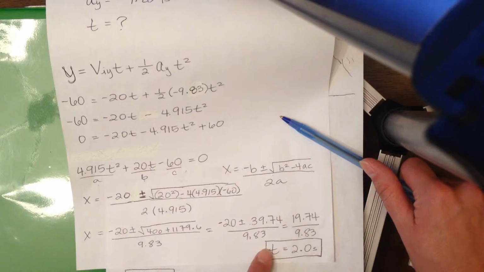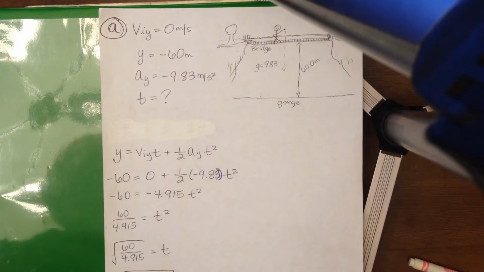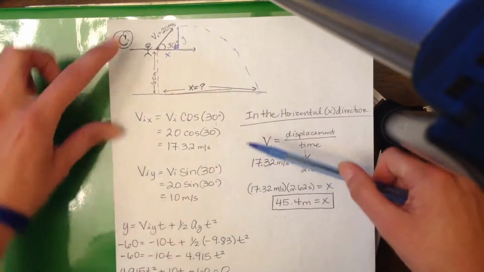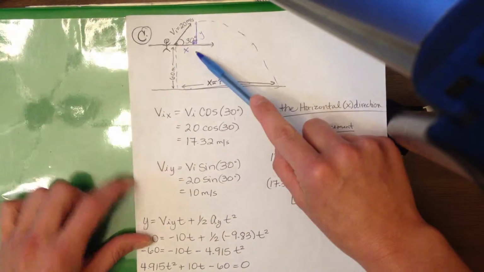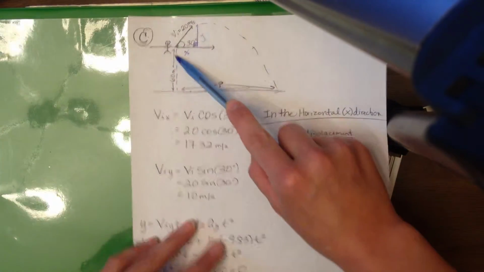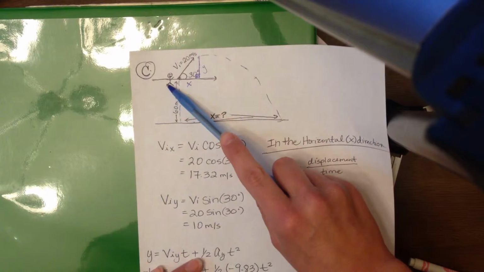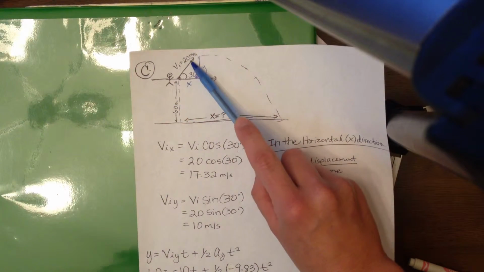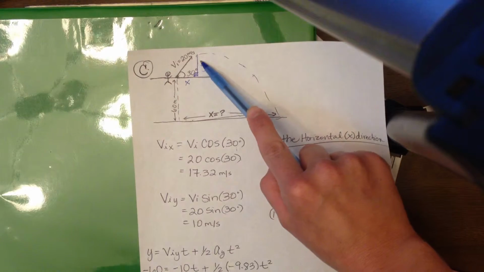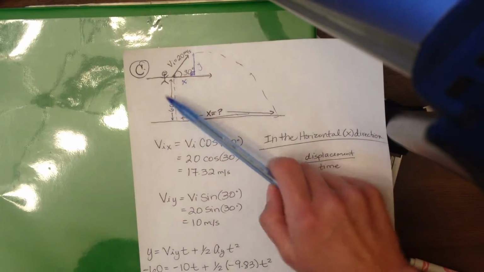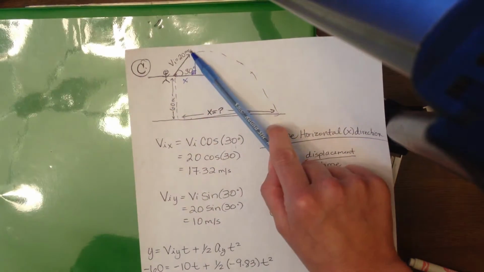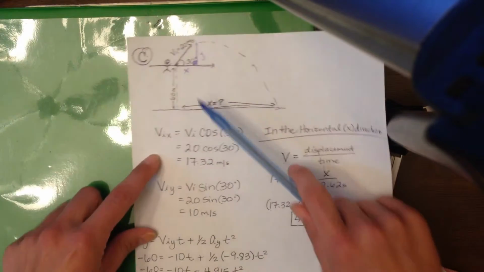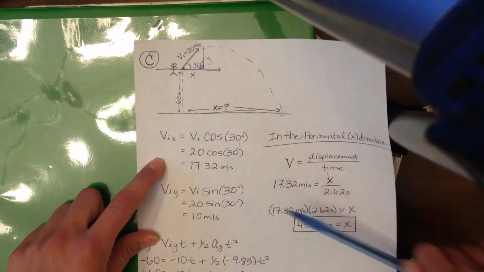All right, and then part C, we have a new picture that we had to draw because we're throwing the ball at an angle now. So here's our little man right here. The initial velocity is 20 meters per second. We know we have an x component and a y component.